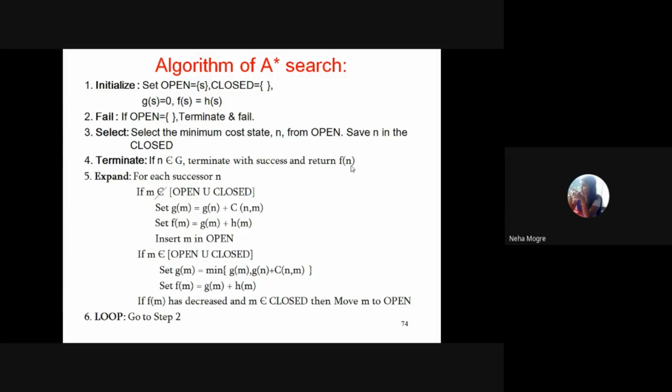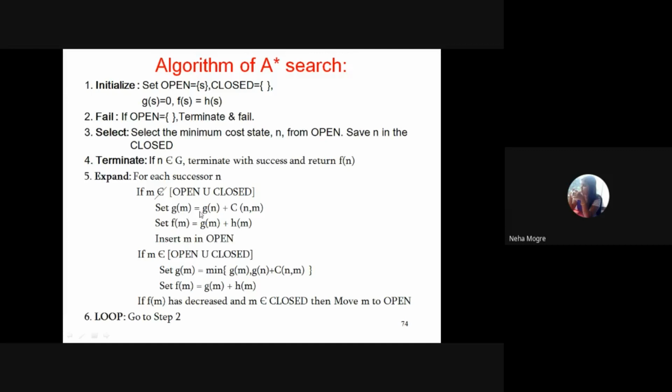Now expand. If the process has not terminated, then expand. How to expand? For each successor m of n, if that node does not belong to open and closed, then it is the first time you are visiting that node. So you need to calculate in this manner.